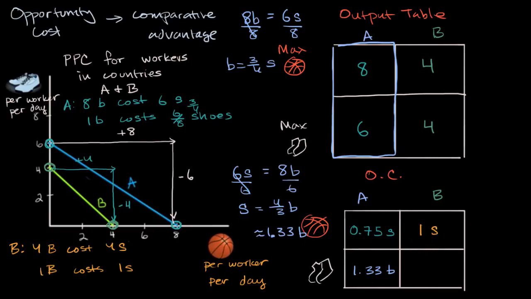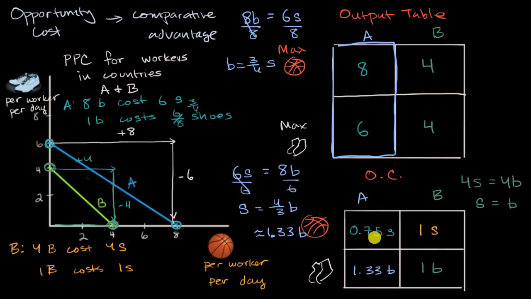Well, in country B, we could set up a similar type of equation where the same energy for 4 shoes, I could produce 4 basketballs. And that's essentially what we set up right over here on the left. You divide both sides by 4, the energy of a pair of shoes is equal to the energy of making a basketball. So the opportunity cost of making a pair of shoes is equal to 1 basketball. So now we're ready to draw the connection.